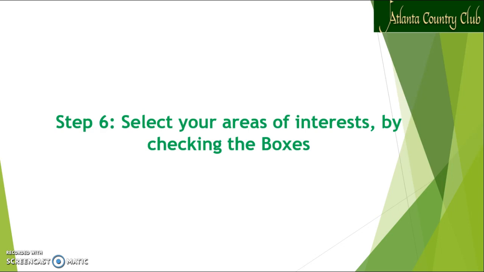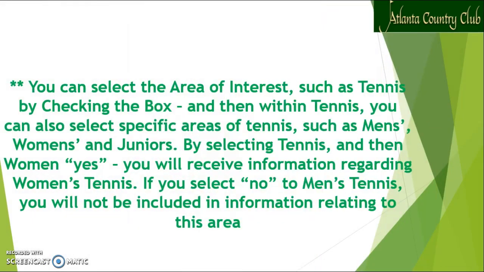Step 6, we are going to select the areas of interest by checking on the appropriate boxes. As you select the area of interest, such as tennis, you will check that box. Then within tennis, you can also select the specific area that you would like to receive information. Again, you could select men's tennis, women's tennis, as well as junior tennis. By selecting tennis and then selecting women's tennis, you are going to receive information regarding that particular category, women's tennis.